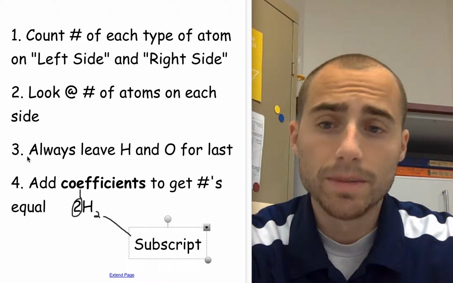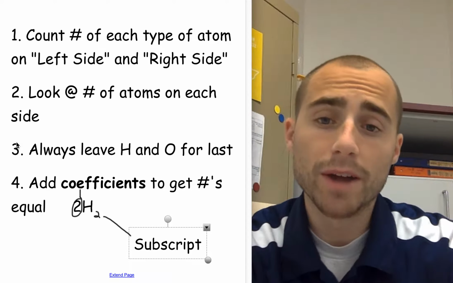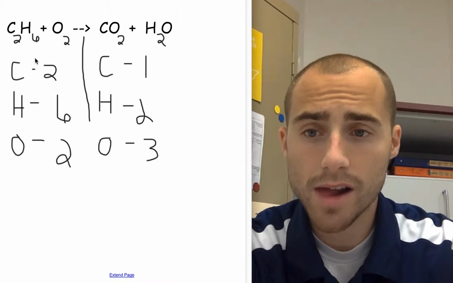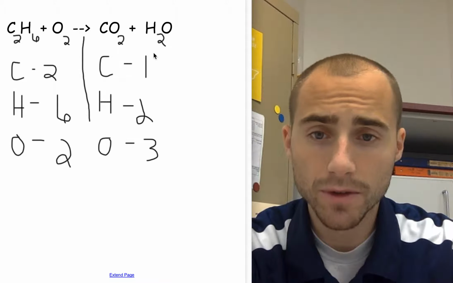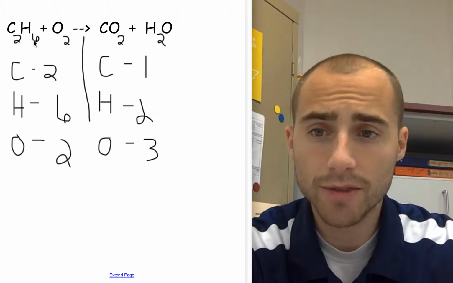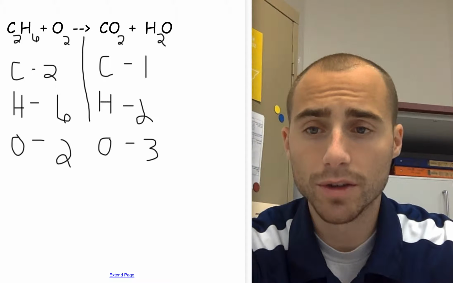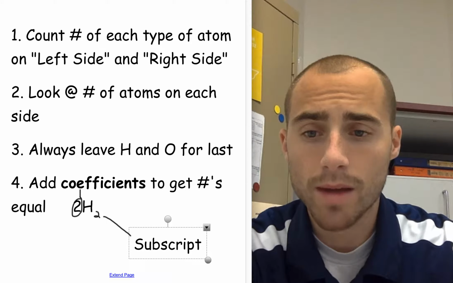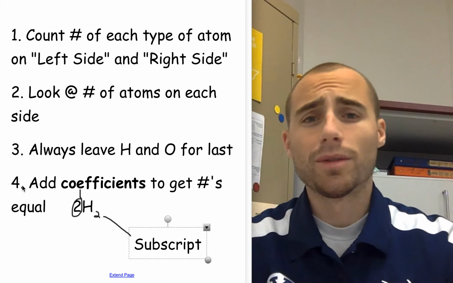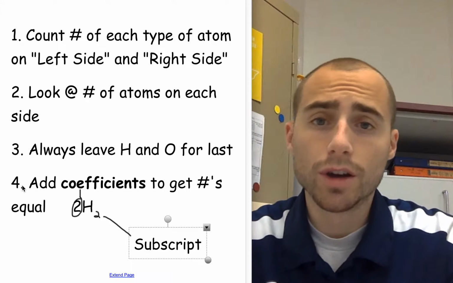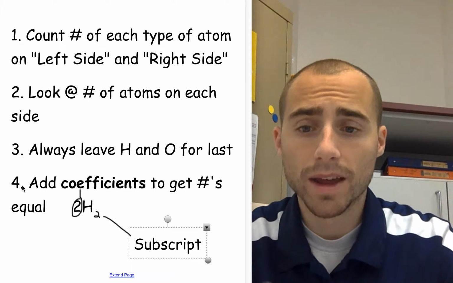When we do this, our step 3, once we get ready to start balancing the equations, you always leave hydrogen and oxygen for last. So here, we're going to try to balance the carbons first, and we're going to leave hydrogen and oxygen for last. We're not going to worry about those until after we have balanced carbon. Now, how do we balance them? How in the world are we going to get those equal? Well, you do that by adding what are called coefficients to make the numbers equal.